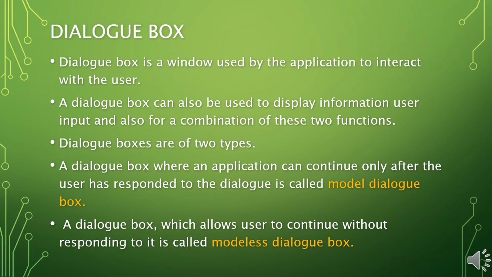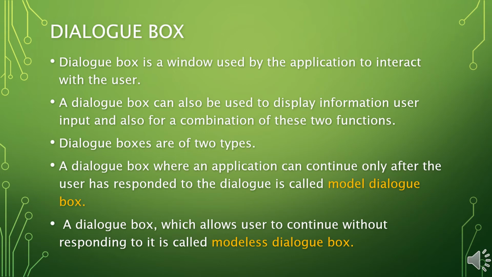Dialog boxes are of two types, modal dialog box and modeless dialog box. A dialog box where an application can continue only after the user has responded to the dialog is called a modal dialog box. For example, when you save a file, until and unless you click on the OK or Save button, you cannot proceed further. So such a kind of dialog box is known as a modal dialog box.